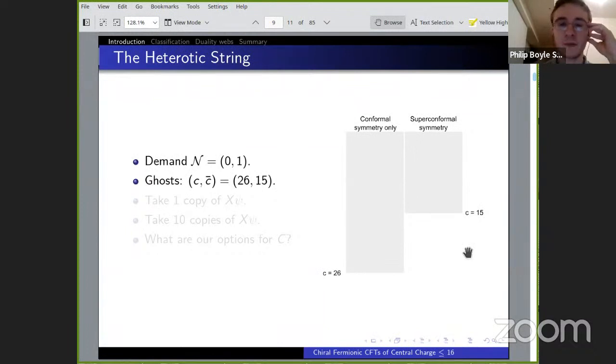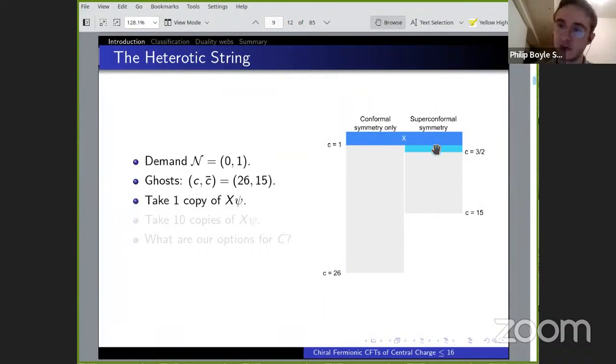And in particular, it has to obey these symmetries. So what's the simplest thing we can write down? Well, we can take a free scalar X, and we can throw in a chiral Majorana-Weyl fermion, psi. And it only needs to be chiral. It only needs to be a right-moving part, because remember, only the right-moving part needs to be superconformal. The rest can just be conformal. So this is the minimal system with these symmetries.